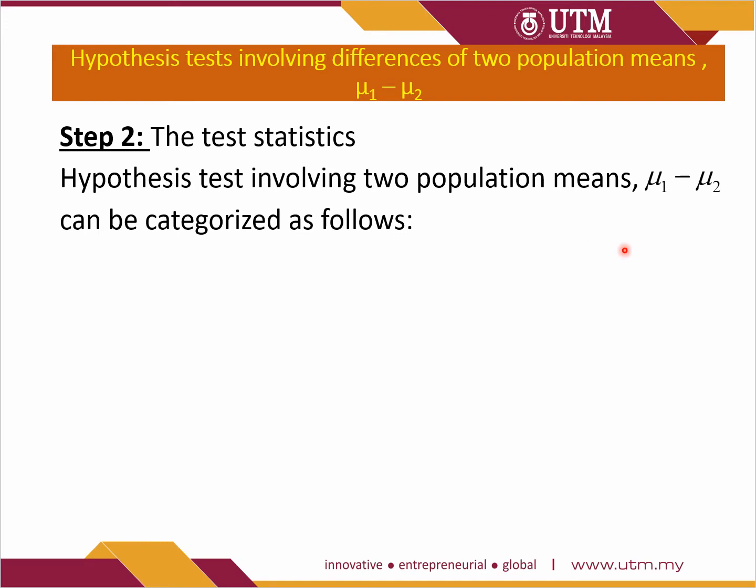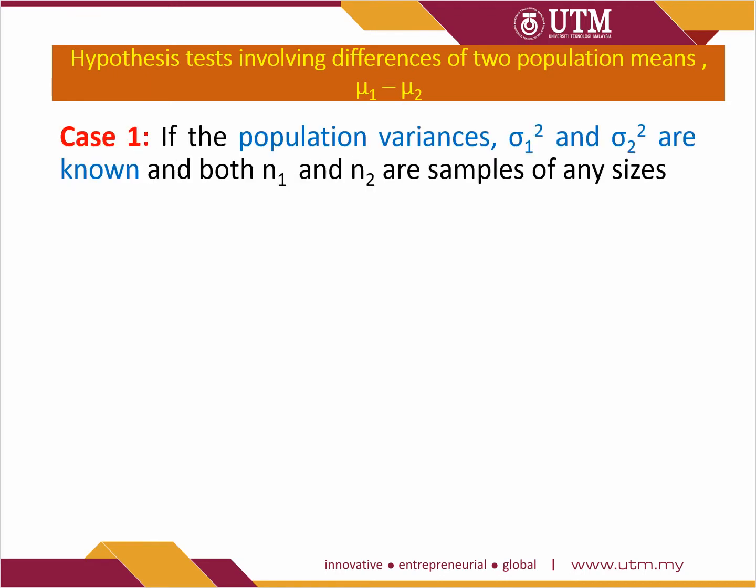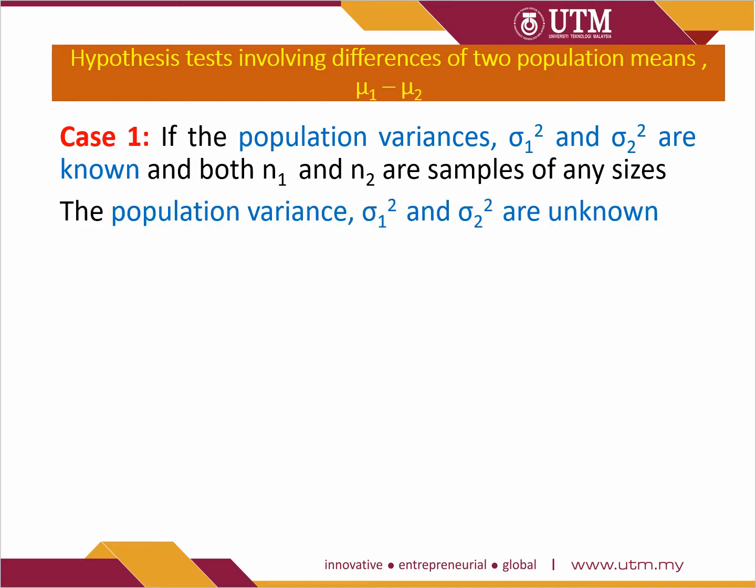And then we have to identify the test statistic. So the hypothesis test involving two population means can be categorized into these three cases. Case 1, if the population variances are known and both N1 and N2 are samples of any size. The next case is where the population variances are unknown. However, there are two cases for this where the population variances are unknown.